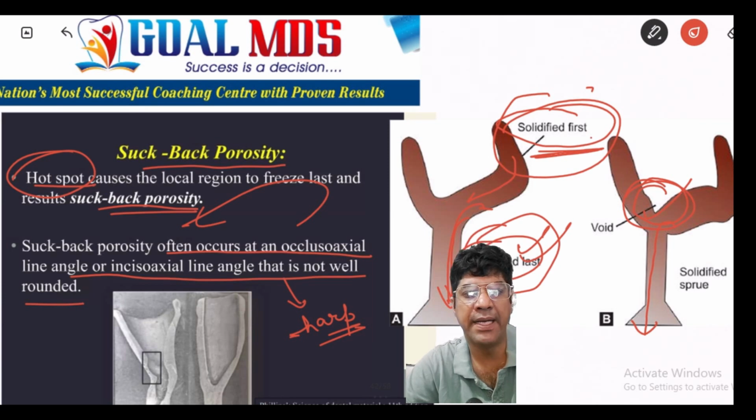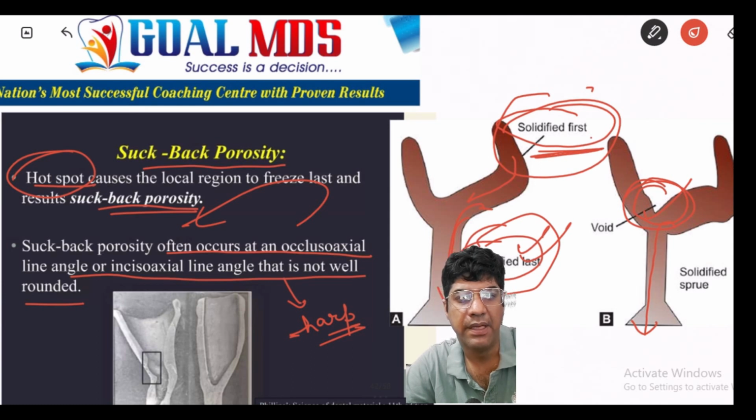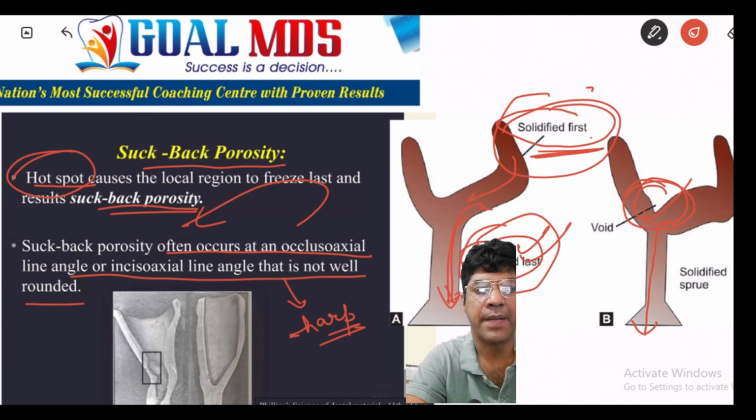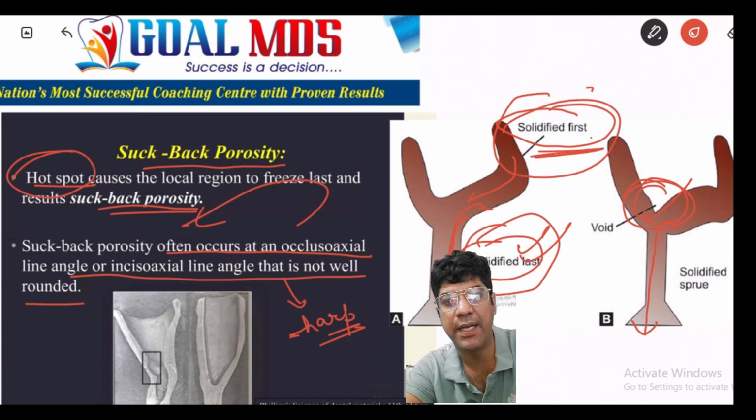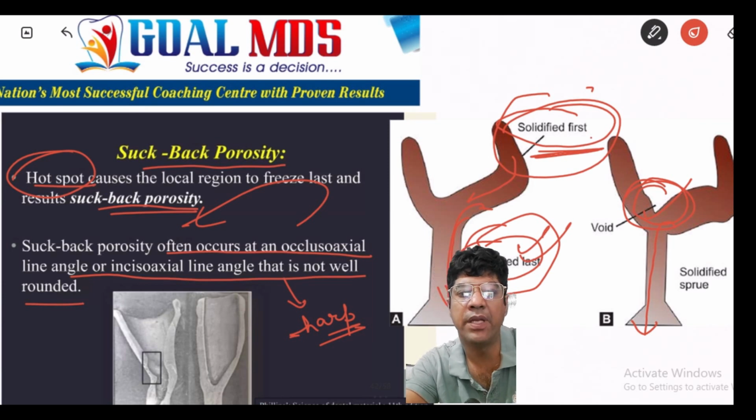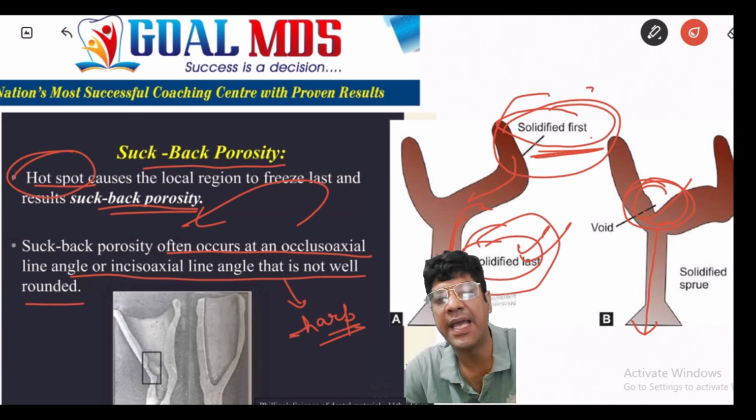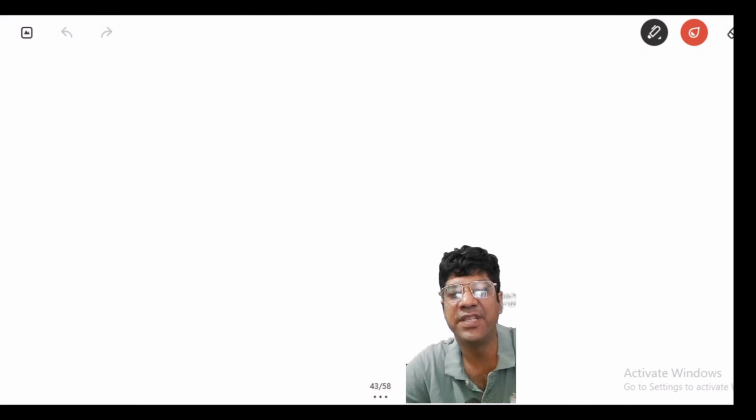Uneven cooling within the mold can contribute to hot spots. If certain areas of the mold have better heat dissipation than others, then they may cool more quickly, and that can lead to suckback porosity. The flow of metal can also affect solidification. If metal flow is turbulent or not well controlled, it can result in uneven cooling and hot spots. So to avoid hot spots in dental casting, ensure the design of the restoration, optimize the sprue gating system, control the casting temperature, and ensure even cooling. Additionally, rounding the line angles in the design can help to promote more uniform solidification, so that can reduce the risk of hot spots.